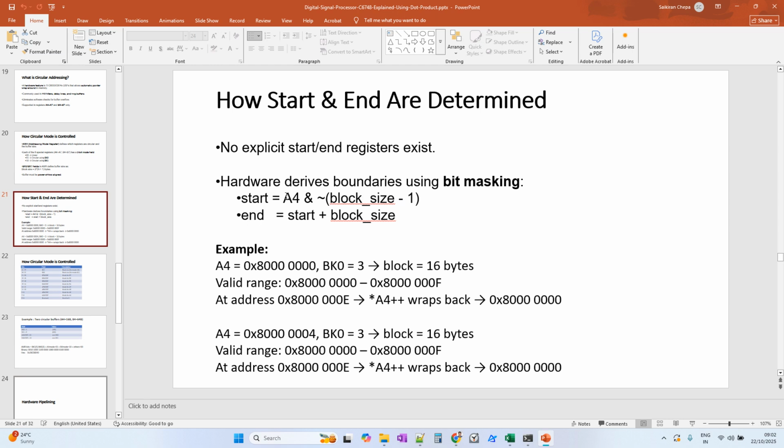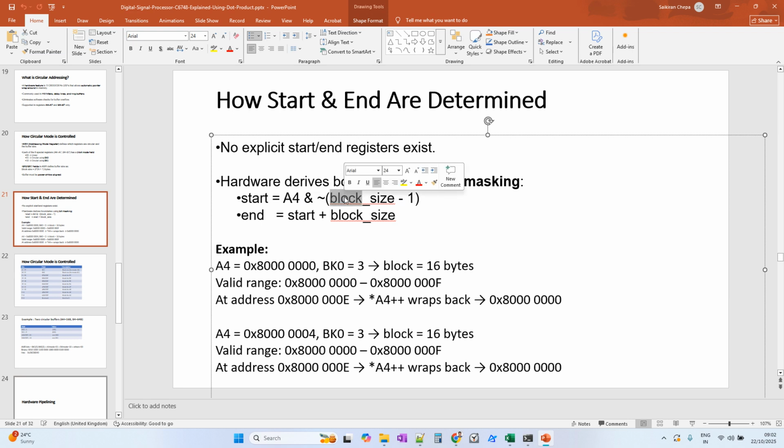Here A4 is given, so block size minus 1, then NOT of that, and then ANDing with this one. This is the valid address. A4 is given here as 0x044 and BK0 is 3, so 2 power 4 is 16 bytes, the buffer size. It will start from 00 to 00F. F means 15, so 0 to 15. That is 16 values, the address range of this 16-byte buffer.